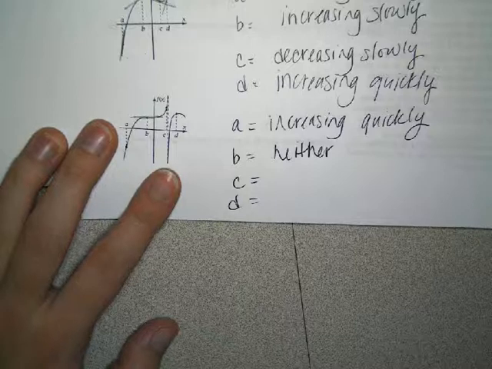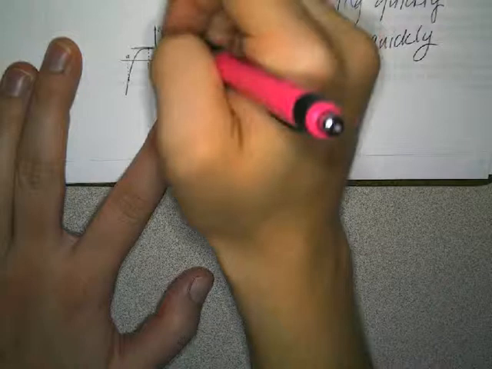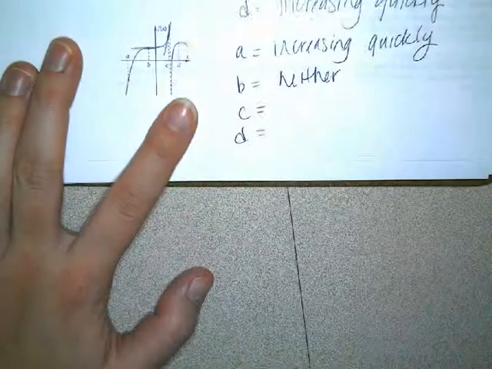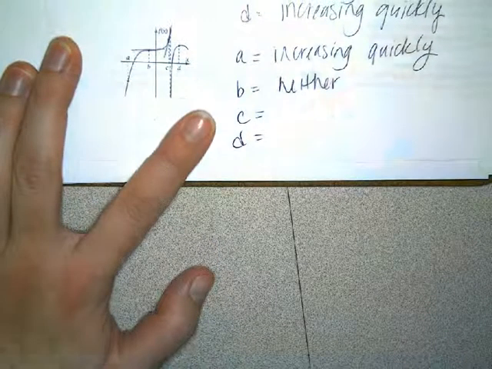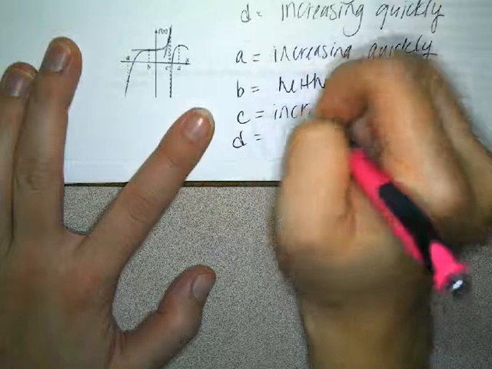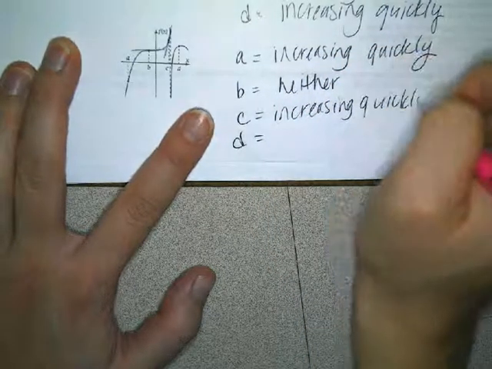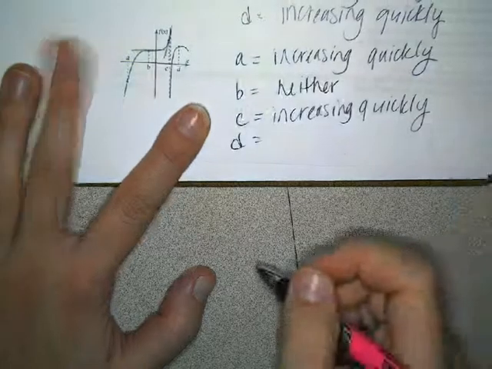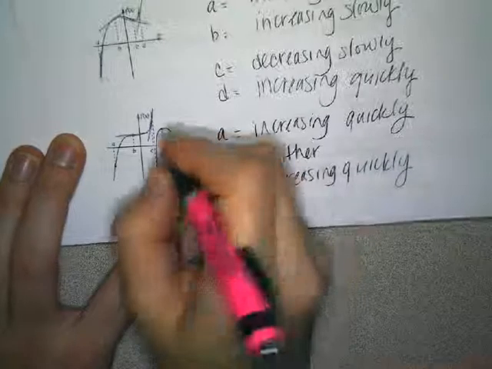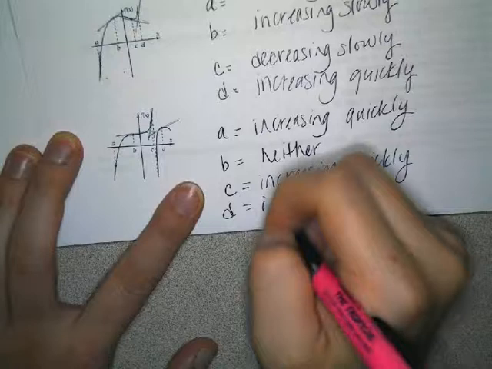For C, Heather, what'd you get? Increasing quickly. Good. Increasing quickly. And then Ben, last one. D was increasing slowly. Good. So you're still increasing there, but increasing slowly.